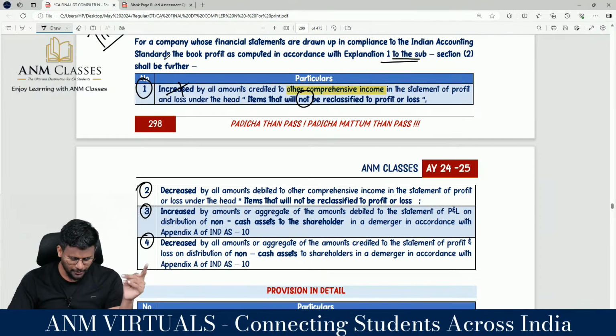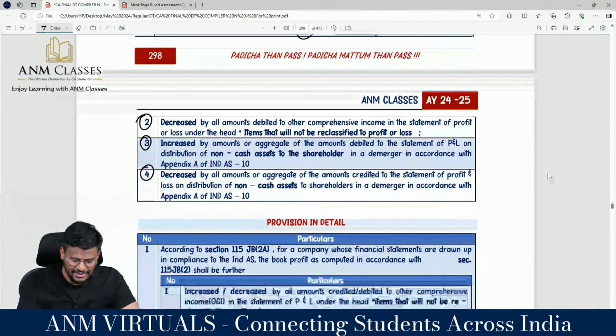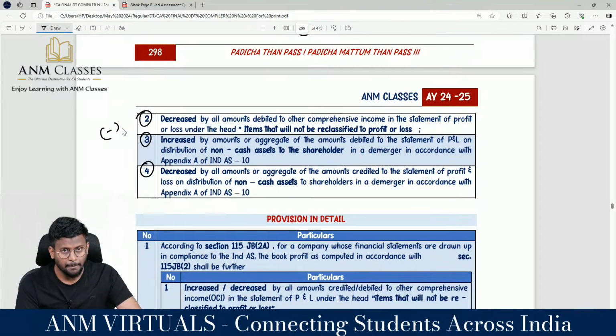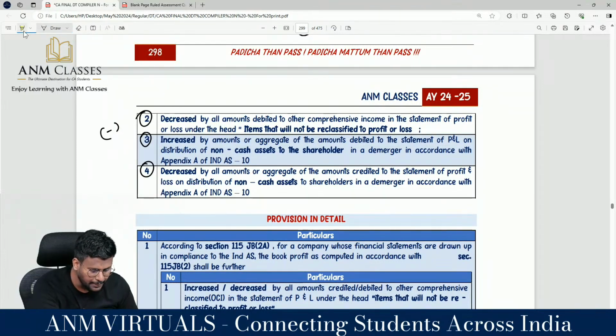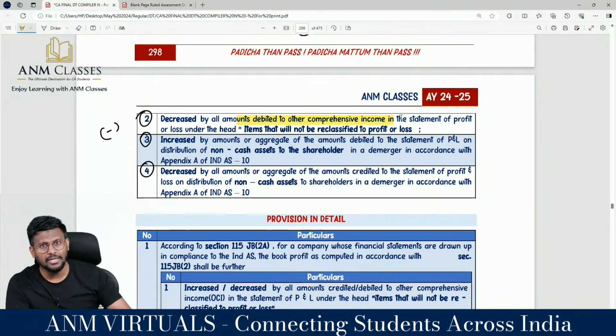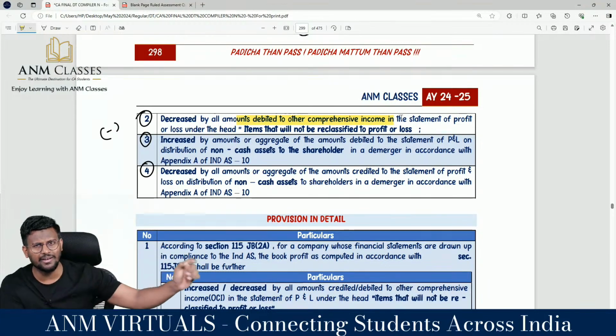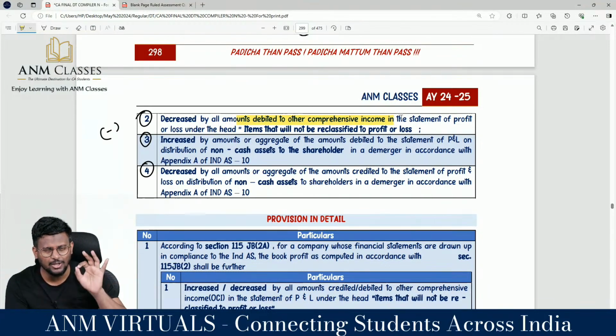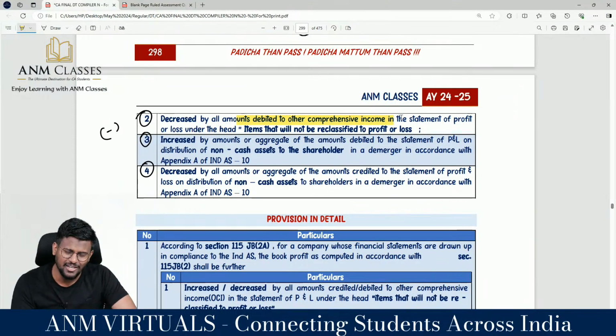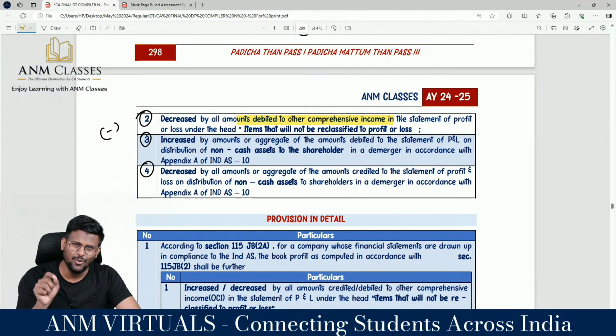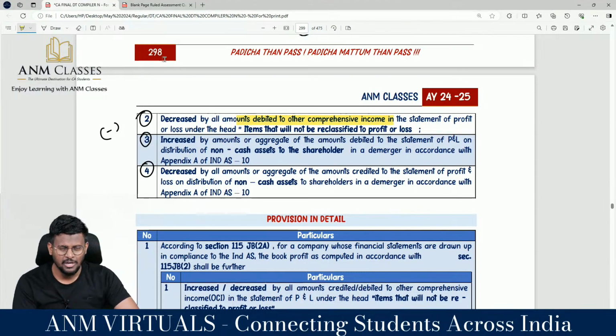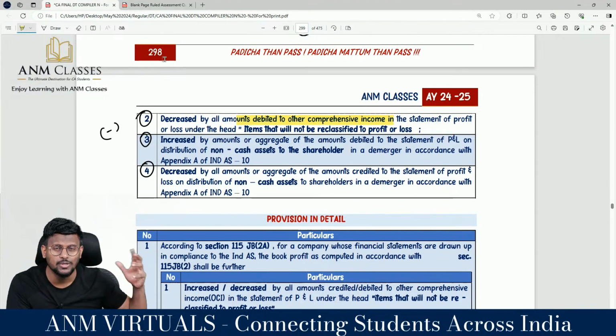Or the counter: decreased by, we have to reduce, by all the amounts debited to OCI. Debited to OCI means credited to P&L. So you have debited the OCI account and credited the P&L account. What is the journal entry you will pass? OCI account debtor to P&L account.